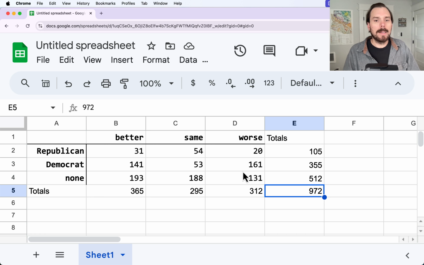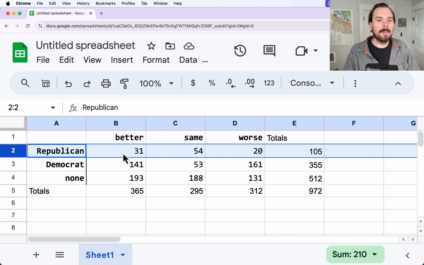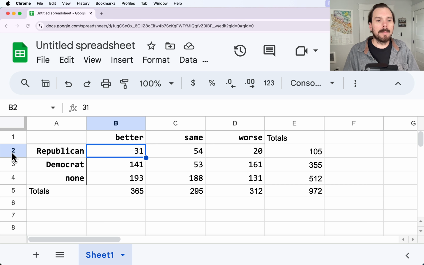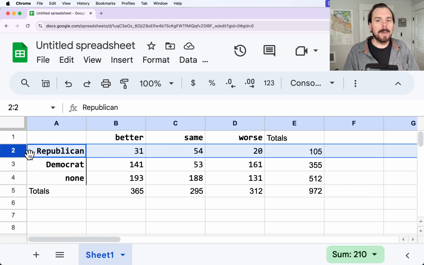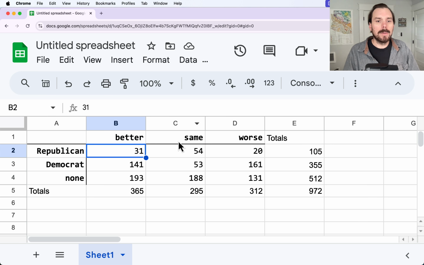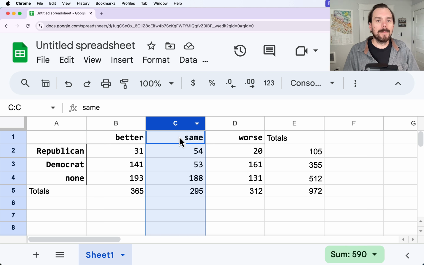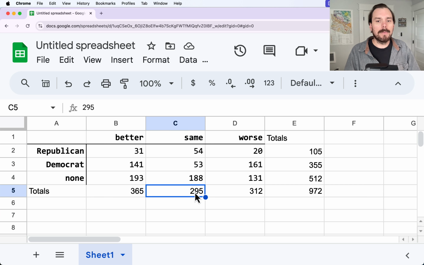I can also find conditional probabilities. So the percentage of Republicans who thought the economy was getting better, that would be 31 Republicans who thought it was getting better out of 105 Republicans. Or I could do the same with a column, looking at the proportion of Democrats who thought the economy stayed the same would be 53 out of 295.